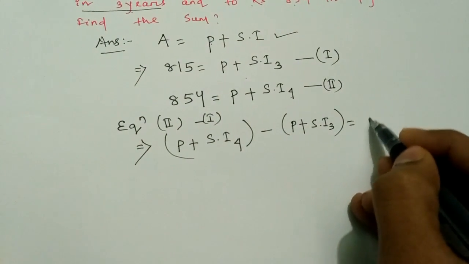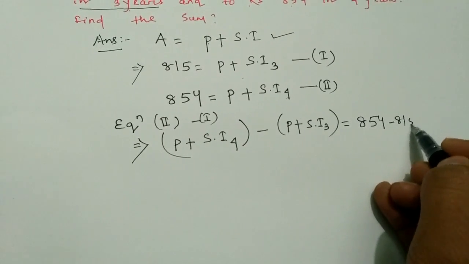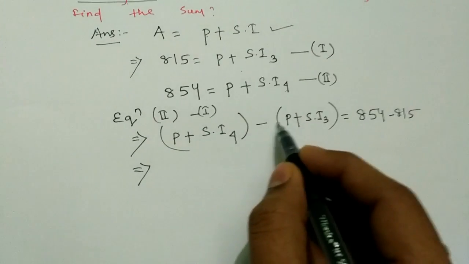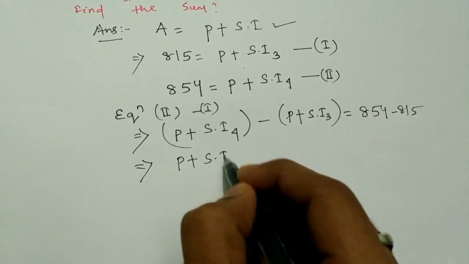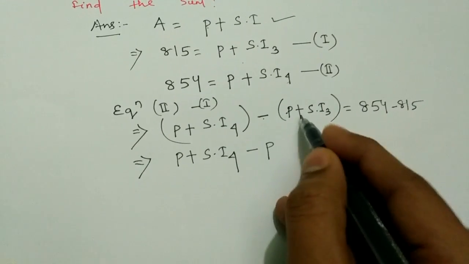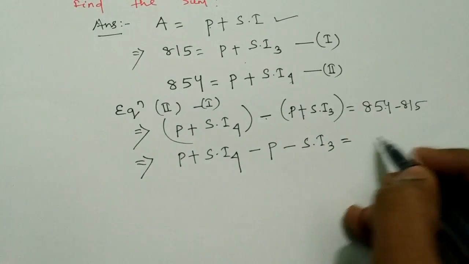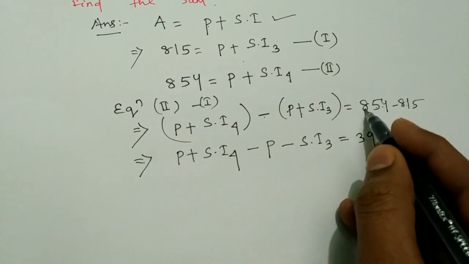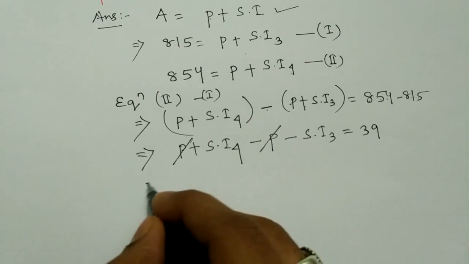So it will be 854 minus 815. Let it be solved. P plus simple interest for 4 years, minus P plus simple interest for 3 years, equals 854 minus 815, that is 39. So plus P minus P gets cancelled.